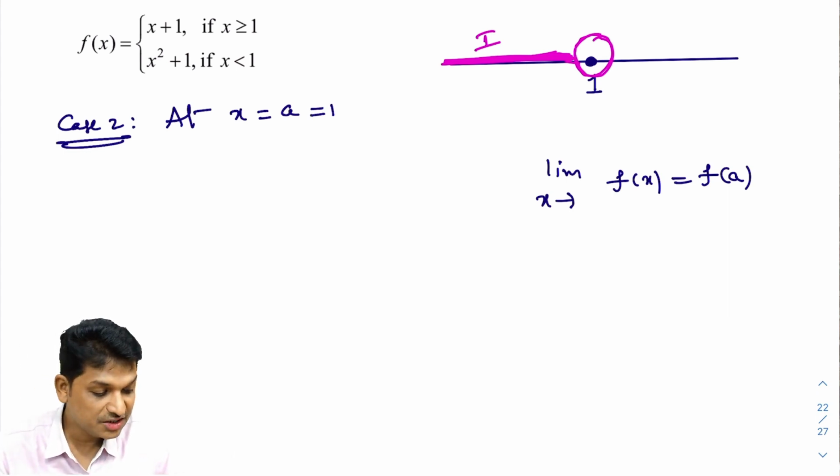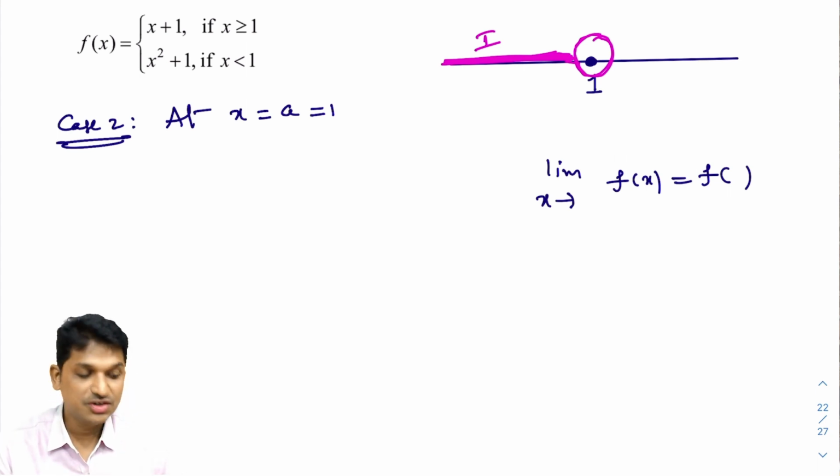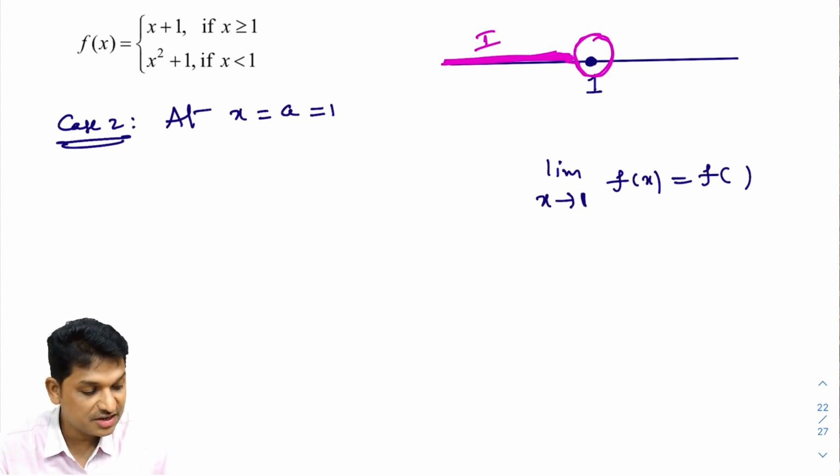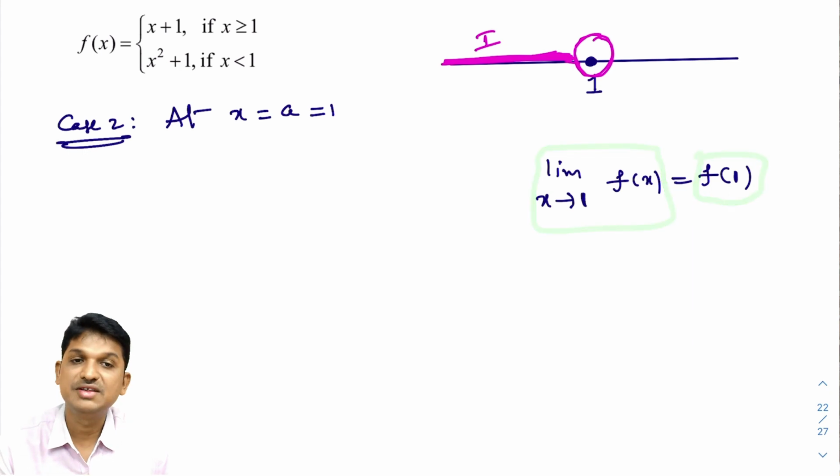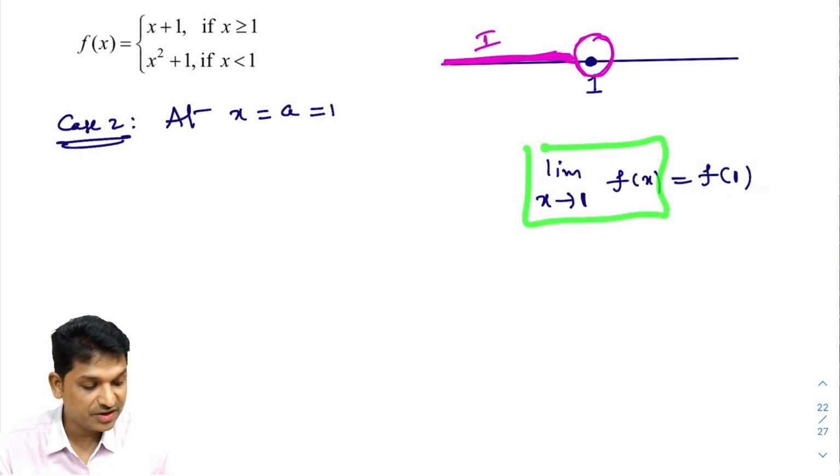When we say the function is continuous at x equal to 1, you observe here, limit x tends to 1, f of x equal to f of 1. Then we say that the function is continuous at x equal to 1. So for that, what do I need to do? First, I will calculate this one. Next, I will calculate this one.